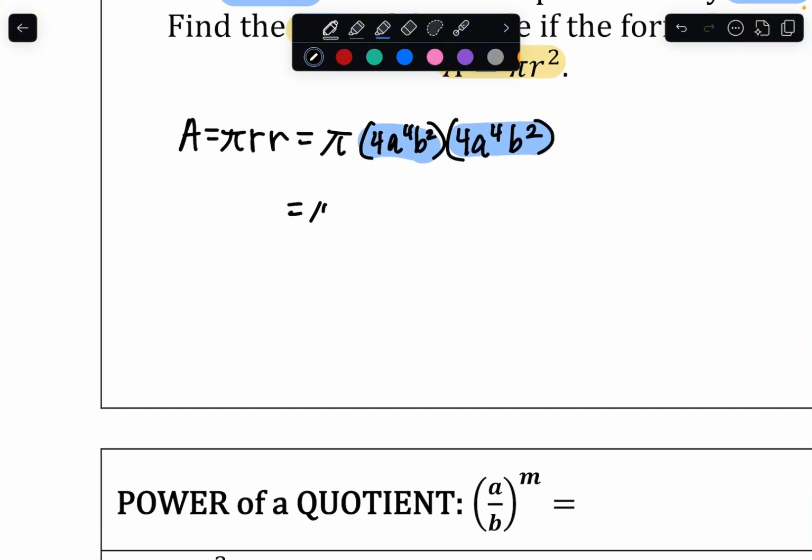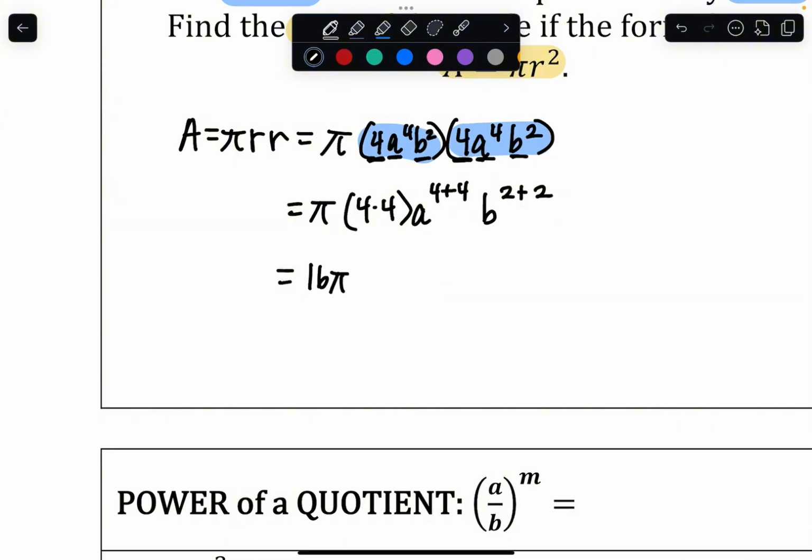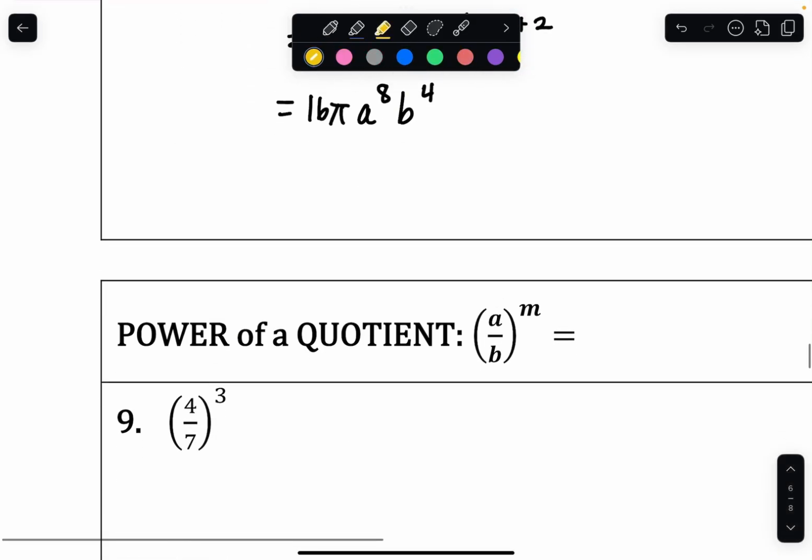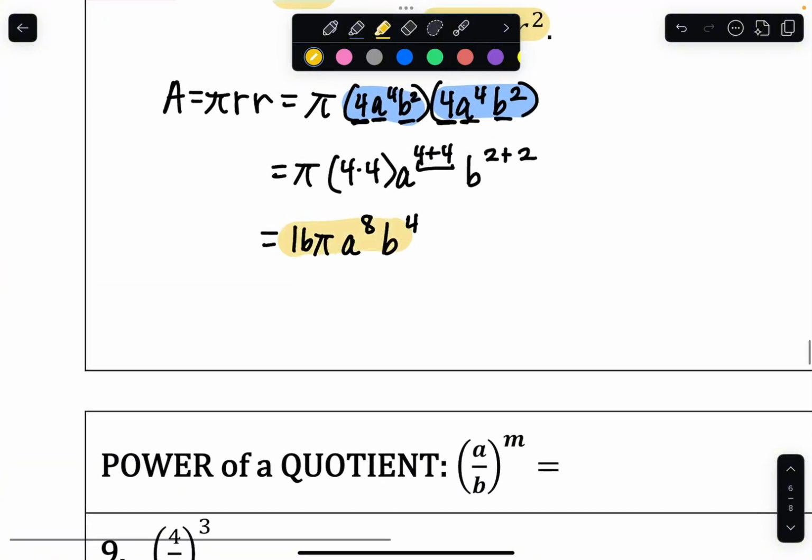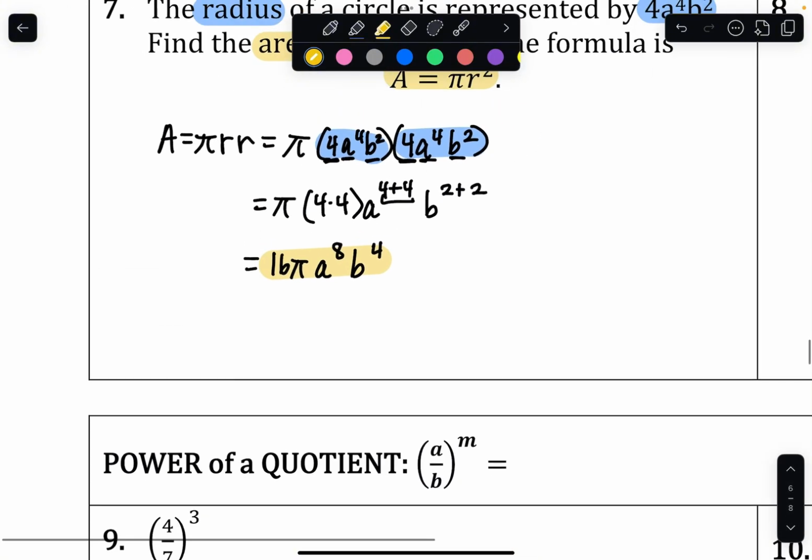Okay, and so just ignoring pi, he's just along for the ride, I have coefficients. 4 and 4 do not have exponents, so we're going to bring those to the front. I have two a terms, a to the 4th, a to the 4th, so I would add those exponents. Then I have b squared, I would add those exponents. Okay, 4 times 4 is 16, so we're going to put that in front of the pi, 16 pi. And then 4 plus 4 is a to the 8th, and then 2 plus 2 would give me b to the 4th. And so this is how you would leave your final answer, 16 pi, a to the 8th, b to the 4th. Don't approximate the pi.